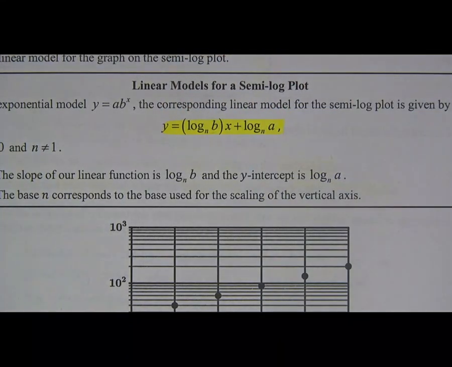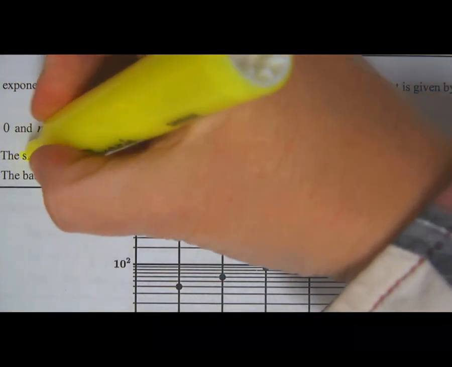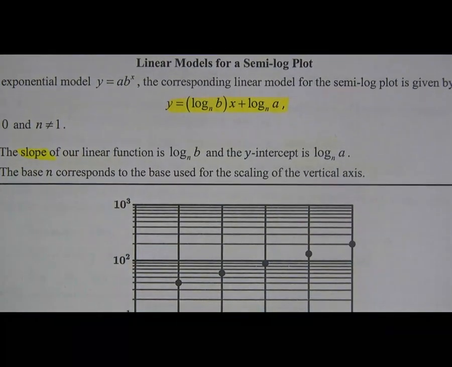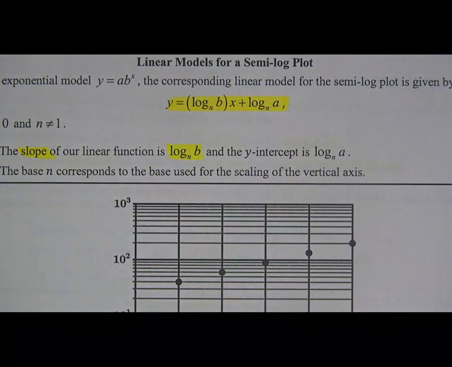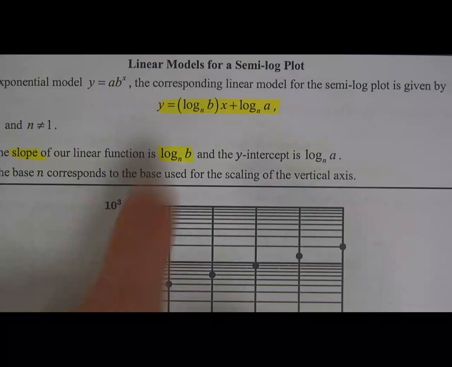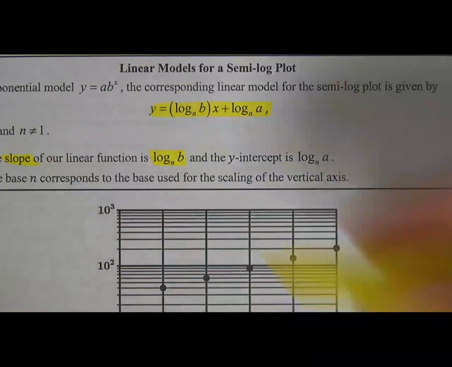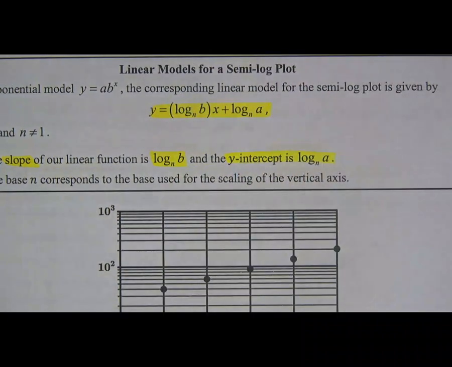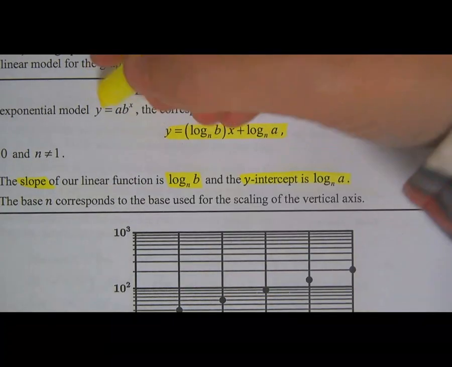What is in the place of m for mx plus b? Log base n of b. So guess what? The slope of that line in that semi-log plot is log base n of b. y equals mx plus b. Look what's in the spot of b. That's your y-intercept. The y-intercept is log base n of a. Where are they getting this a and this b from? It's right here.